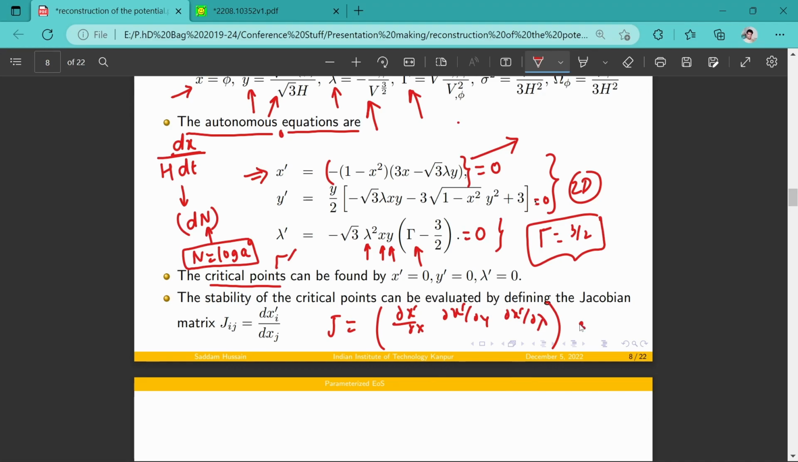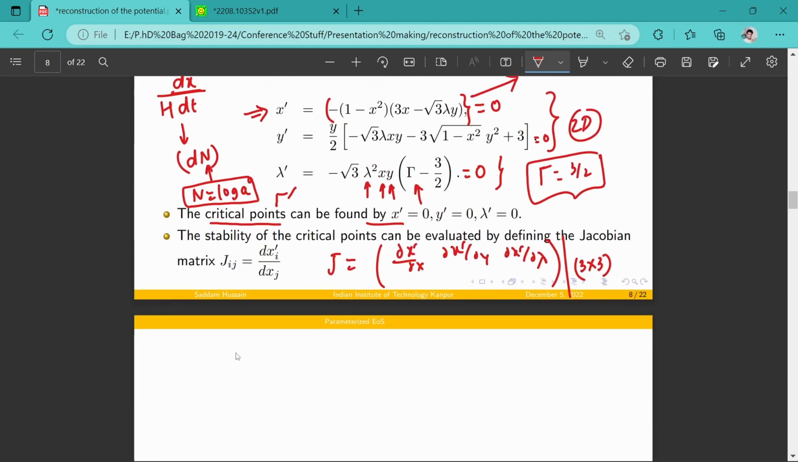So we get a 3 cross 3 Jacobian matrix, and then you evaluate these derivatives around the critical points. After that, you have to find the eigenvalues of this Jacobian matrix. Since it's a 3 cross 3 matrix, you will get 3 eigenvalues, and depending on the real part of these, because the eigenvalues can be complex or maybe real.